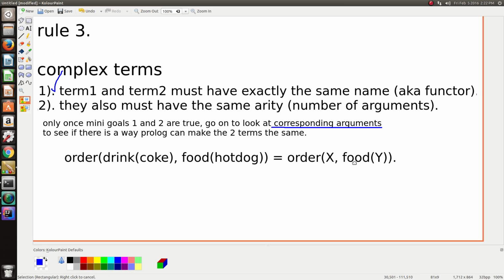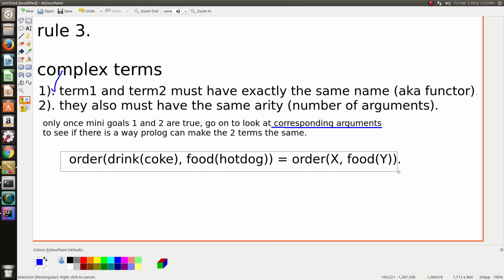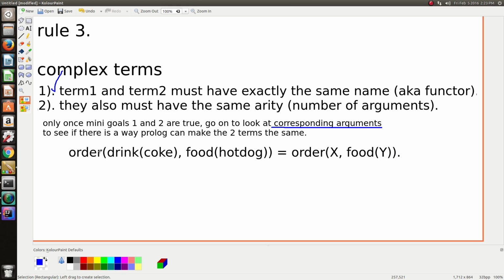And this last unification here is a little bit harder, but if we just work through the mini goals, both have the same name, order and order. Prolog's happy with that. Goes on to do the second mini goal. Same arity. So this is argument 1, this is argument 2. Two arguments on the left hand side. Argument 1, argument 2. So the mini goals are successful there.